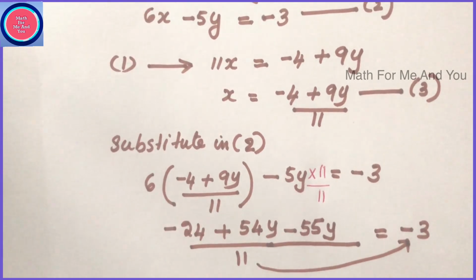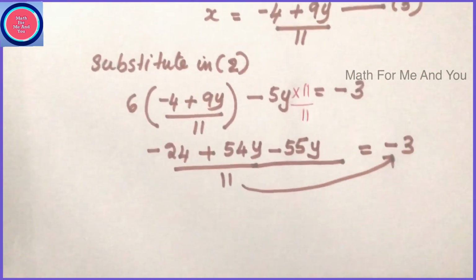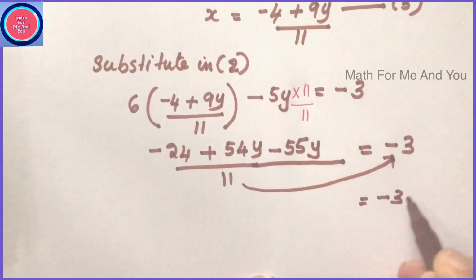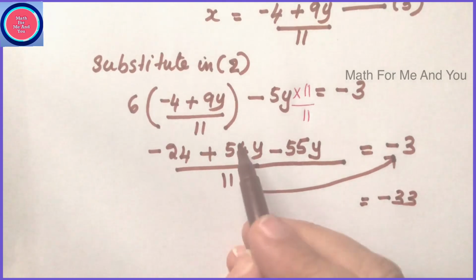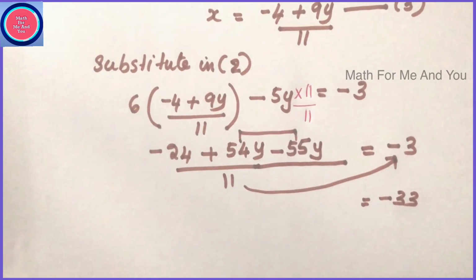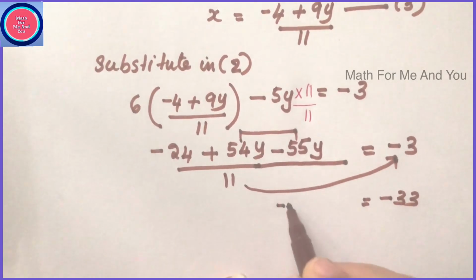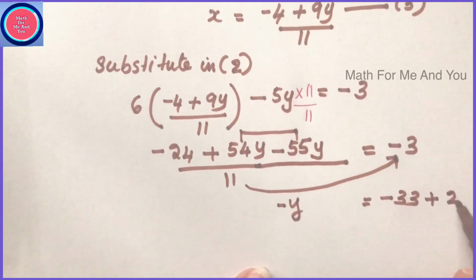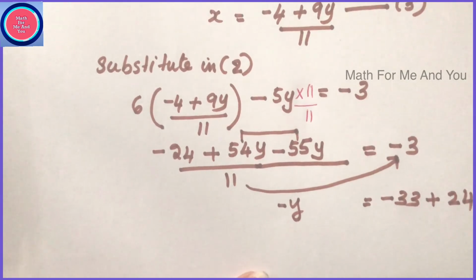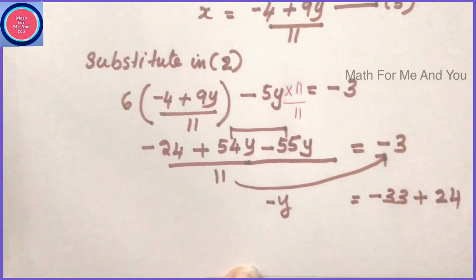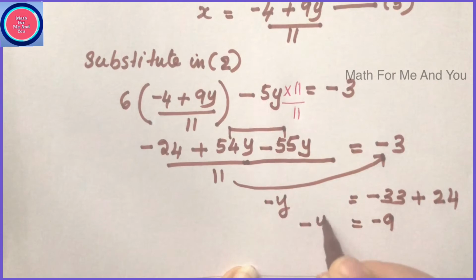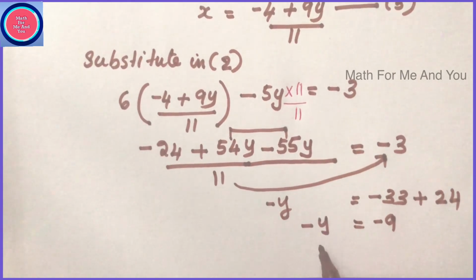Move 11 to the right side. How? Multiply with minus 3. Divide by 11 changes to the other side as multiply by 11. So 3 times 11 is 33, negative 33. Now we can combine the y terms, 54y minus 55y, and we get the result minus y. Next, move the number to the right side, that is minus 24. We move it to the right side as plus 24. In the next step, minus y equals minus 9. Then what is y? Positive y.